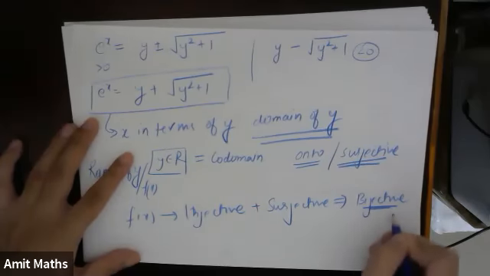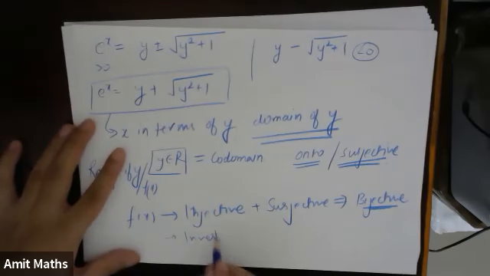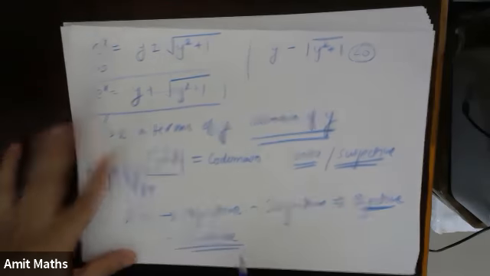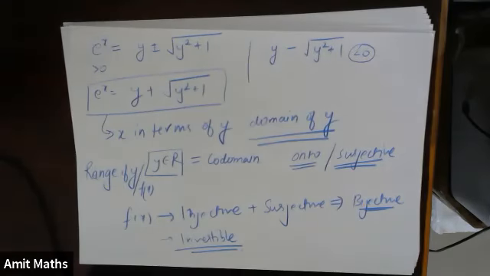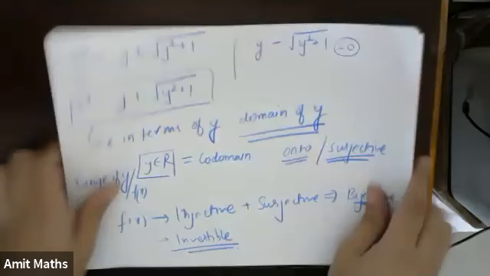If it is bijective in nature, that means the function is invertible. So the first part, we have shown that the function is invertible. If the function is invertible, we have to find the inverse of the function. Now, if you remember, how do we find the inverse of the function? By writing x in terms of y.